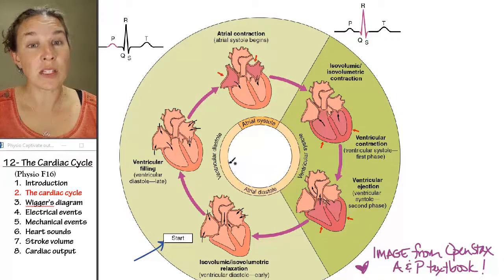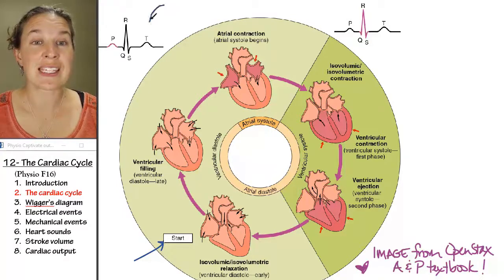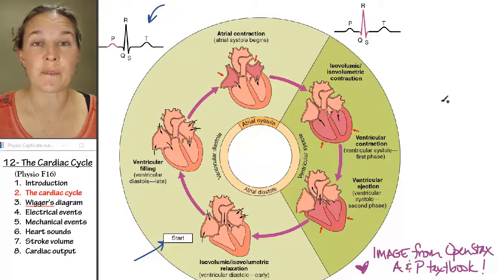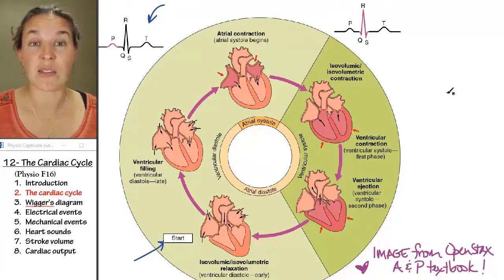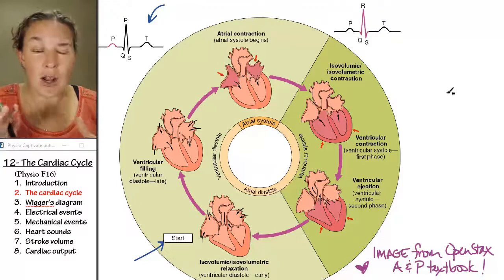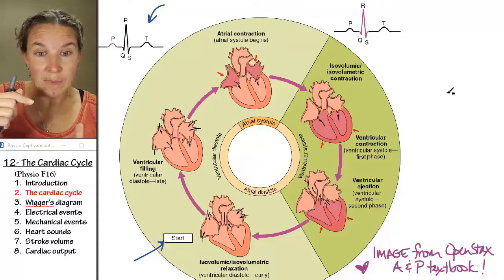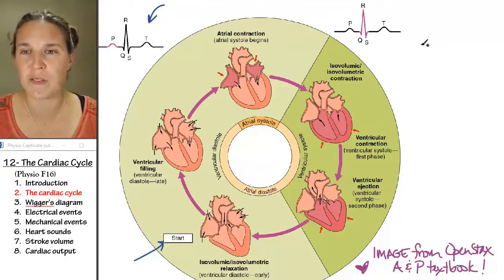And then we're also going to look at the EKG or the ECG, the electrocardiogram, which is a sum of all the electrical activity that's happening in the heart. So we're going to coordinate all of these different parts and pieces. So I'm going to write them down for you really fast.